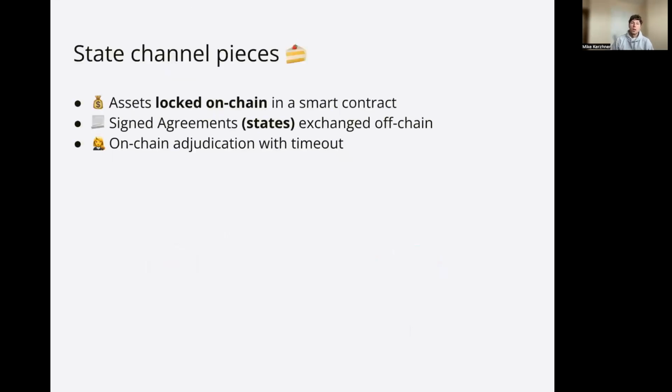So what are the state channel pieces involved? There's actually not a whole lot of technology that backs these things. There's an on-chain contract that locks up assets. There are signed states that are exchanged off-chain. And there's an adjudicator, a judge, that is also a contract. Oftentimes, it's actually the same contract as the asset holder that can resolve disputes.